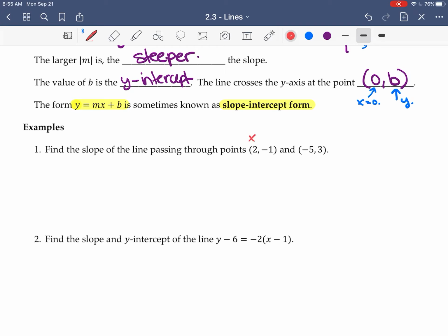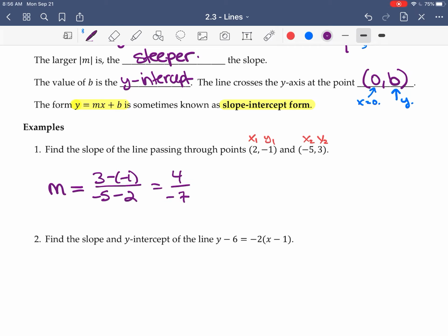So I'm going to call this point the 1, so this is x1, y1, and this point can be the 2's, so x2, y2. So the slope, m, is going to be y2 minus y1, so 3 minus -1, over -5 minus 2. So that's going to give me 3 plus 1, so 4 over -7.